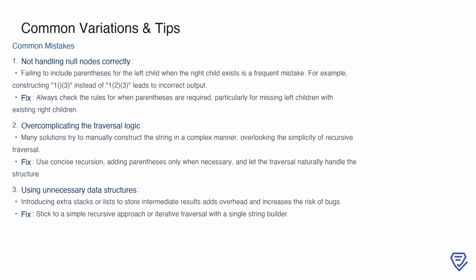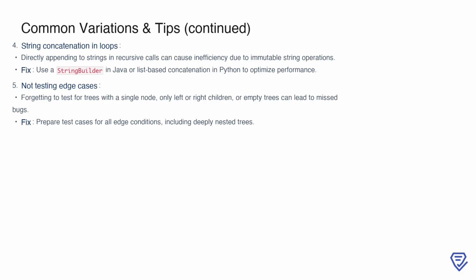Finally, avoid using unnecessary data structures like additional stacks or lists to store intermediate results. These can increase the complexity of your solution and introduce bugs. Stick to either a simple recursive approach or an iterative traversal with a single string builder to keep things efficient and clean. Another pitfall to watch out for is inefficient string concatenation in loops.